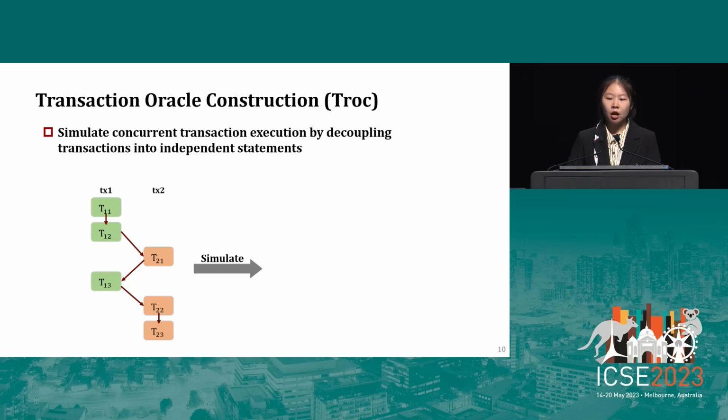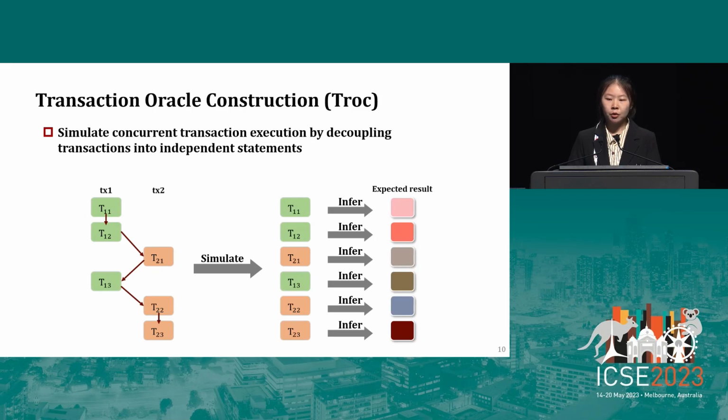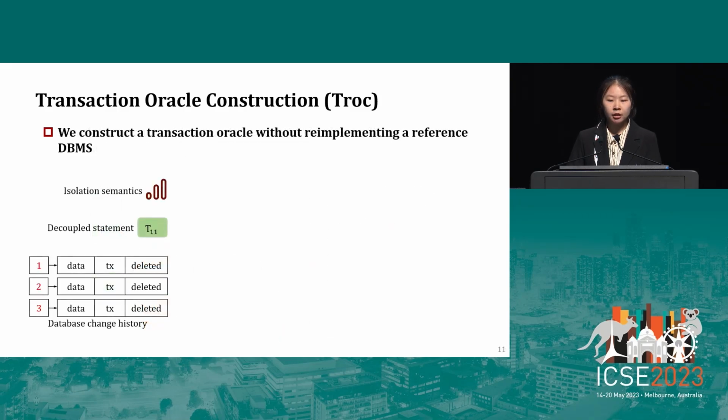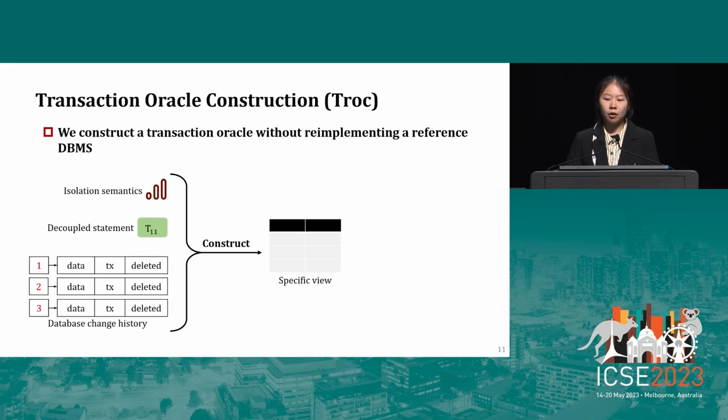To address the challenge, we propose transaction oracle construction, Choke. Choke simulates concurrent transaction execution by decoupling transactions into independent statements and inferring their expected execution results. Note that we construct a transaction oracle without re-implementing a reference DBMS. For a decoupled statement, we construct its specific database view under the guidance of corresponding isolation semantics and the database change history. Then we execute the statement on its view to obtain its expected execution result.